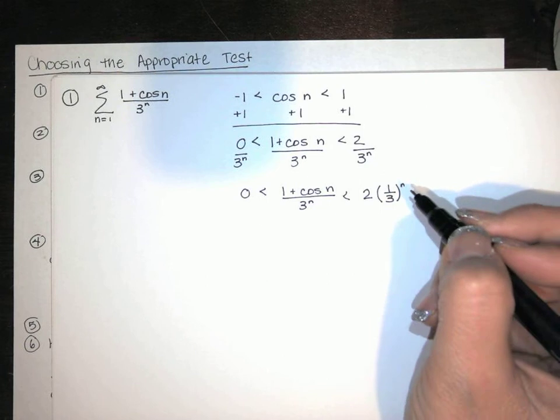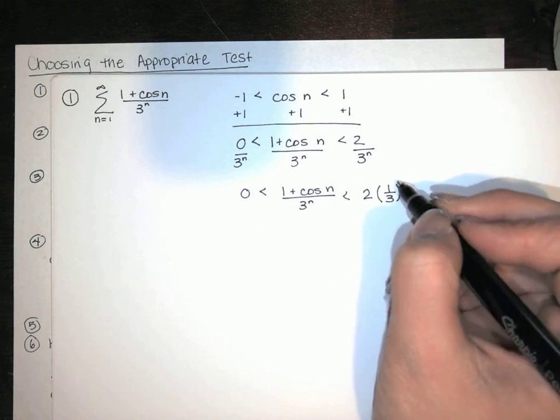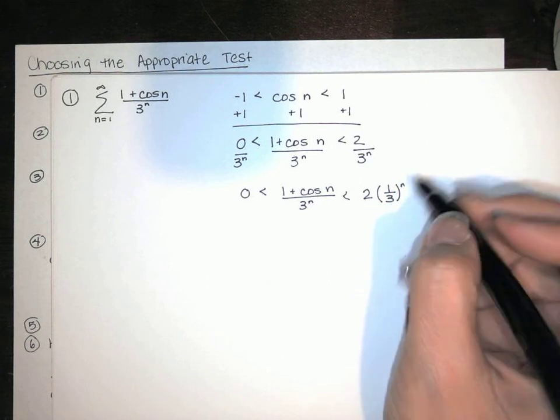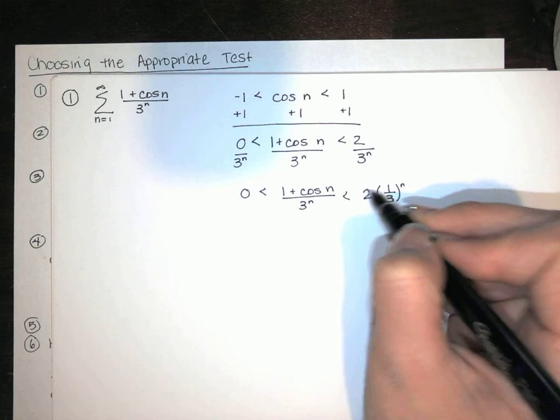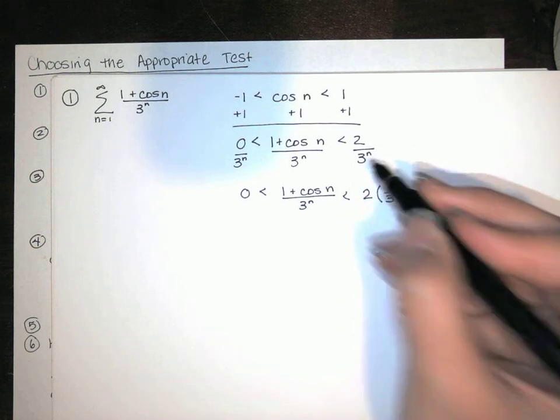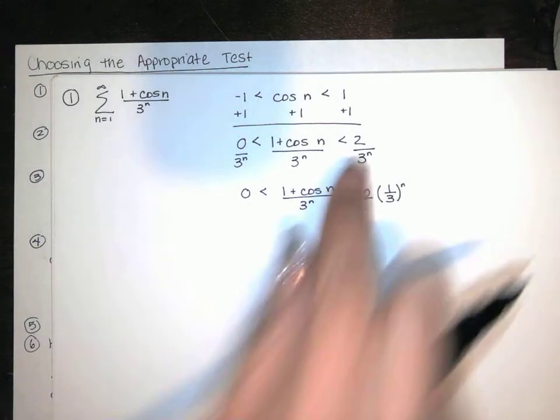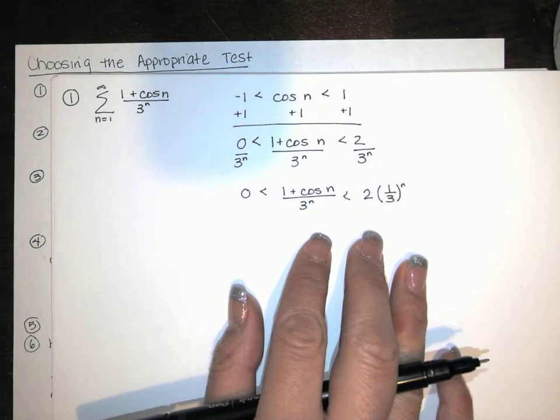1 to the n is just 1. 3 to the n, of course, will stay in the denominator. It's 3 to the n. If I write this as 2 over 1 and I multiply straight across, I get this. So this is equivalent to that, and we're right here.